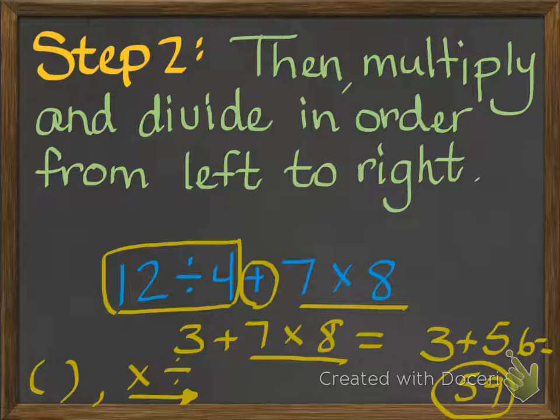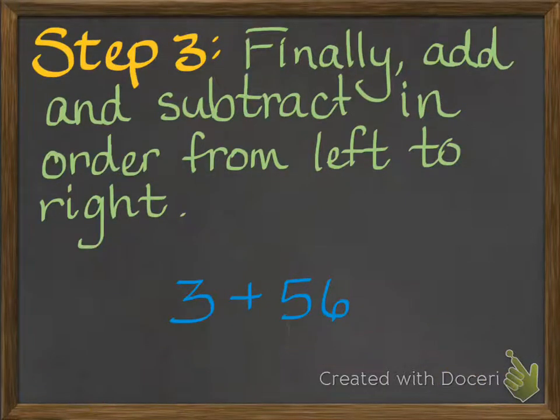So step 1, parentheses. Step 2, multiply and divide, and then go in order from left to right. Step 3, finally, you're going to add and subtract in order from left to right. Okay, so here you can see that was left from our problem, 3 plus 56. Adding and subtracting in order from left to right.